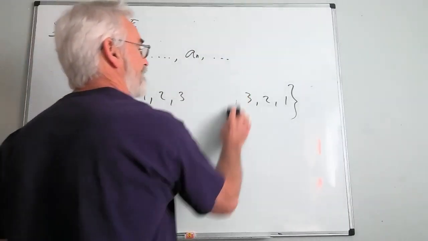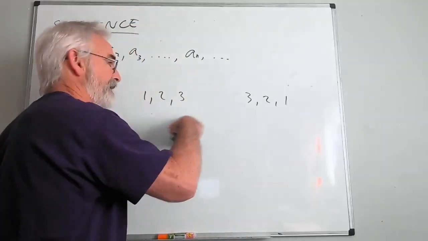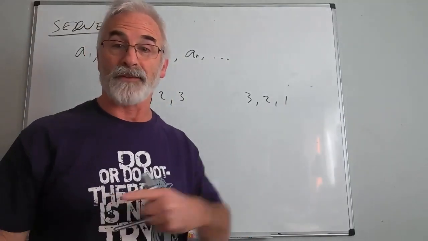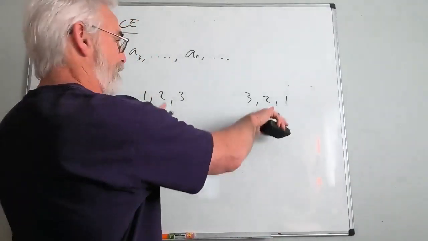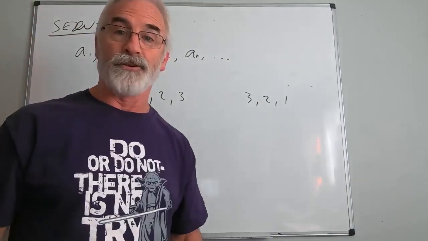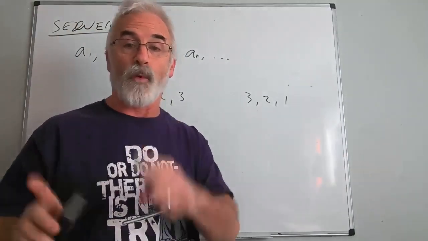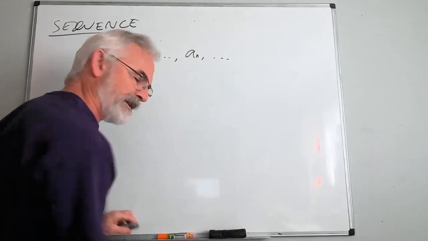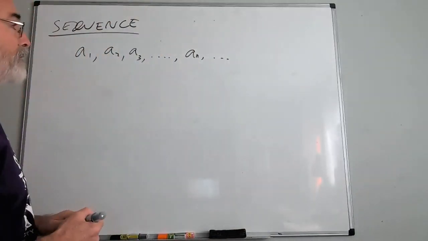But if I said a sequence that starts one, two, three and a sequence that starts 3, 2, 1, are they the same? Absolutely not. In fact, they'll never have the same terms, other than the second term being two. So a sequence is an ordered list, and most definitions in the textbooks I find to be too confusing. So I give my own definition.